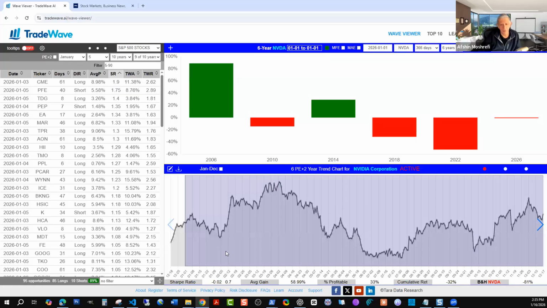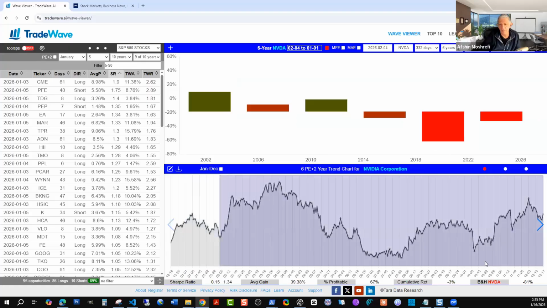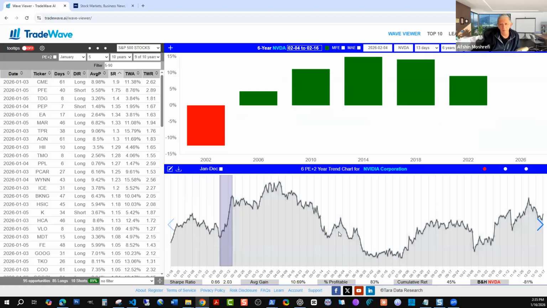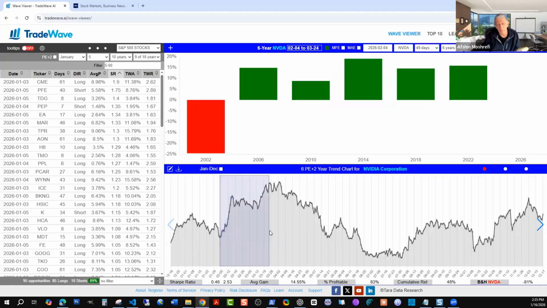But now take a look at this. Look at the trend chart. There are some big moves up right there, very strong moves up, 14%, 14%, 9%. From the 4th of February to the 16th of February, a very short period of time, Nvidia could move substantially up. And it keeps going up till about here. And it shows it right there.